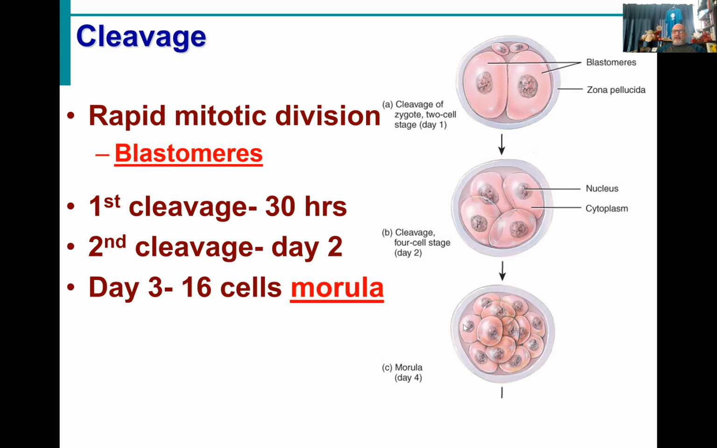By day 3, we get a cluster of about 16. And it starts to form a solid mass of cells. And this solid mass of cells is what is known as a morula.